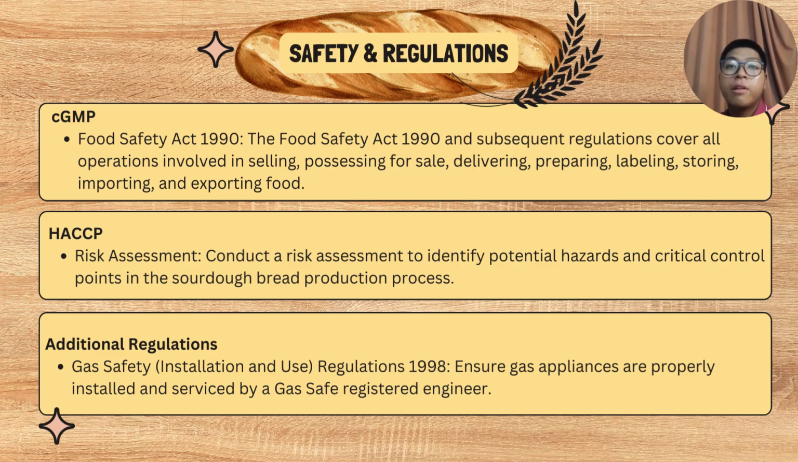The next safety and regulation is HACCP, which is risk assessment. Conduct a risk assessment to identify potential hazards and critical control points in the sourdough bread production process. And the last one is additional regulation, which is Gas Safety (Installation and Use) Regulations 1998. Ensure gas appliances are properly installed and serviced by a Gas Safe registered engineer.